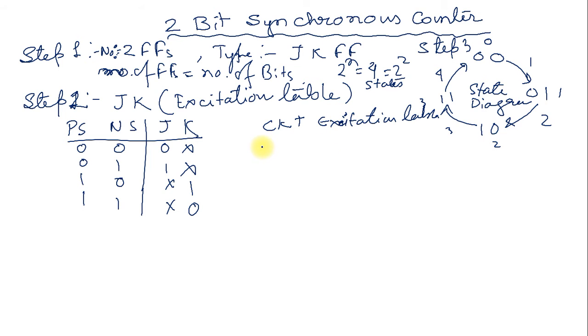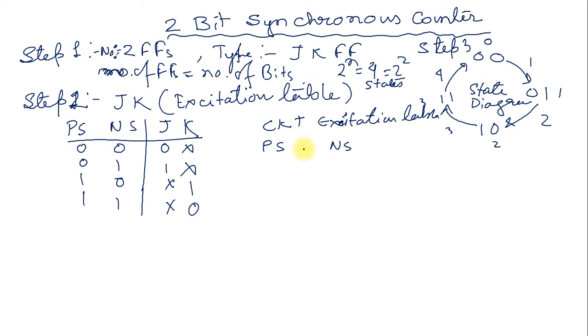Circuit excitation table. So PS, NS. Here two bits are there, so 2 flip-flops: J0 K0, J1 K1, basically 2 combinations of input. Here for PS and NS, there are 2 outputs, Q0 and Q1, because we have 2 flip-flops. So 2 flip-flops, 2 outputs. One is Q0, another is Q1.